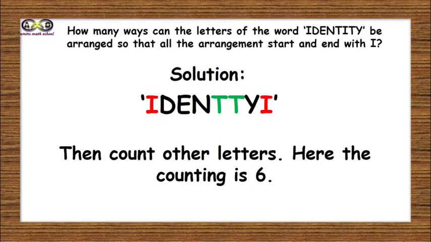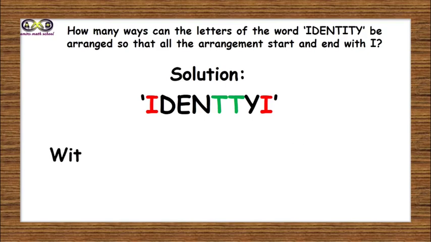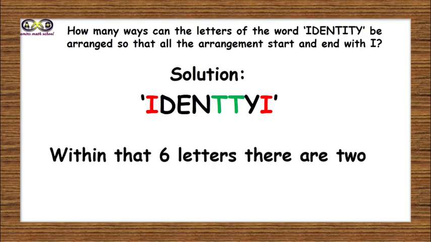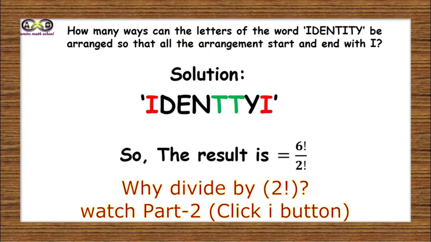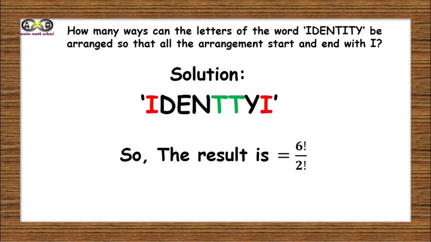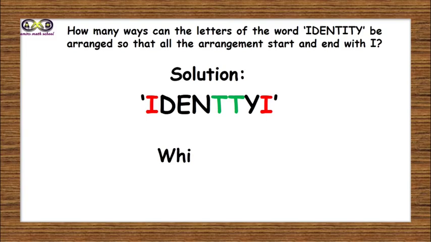Here the count is 6. Within those 6 letters, there are 2 T's. So the result is 6 factorial divided by 2 factorial. Since all the letters are not different here, according to the formula, the arrangement of all letters is 6 factorial, divided by this 2 factorial for the 2 T's. And finally the result is 360.